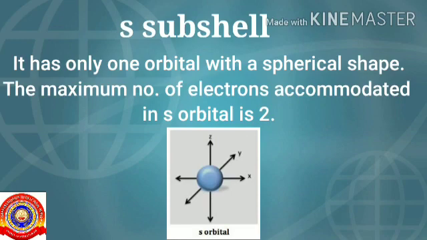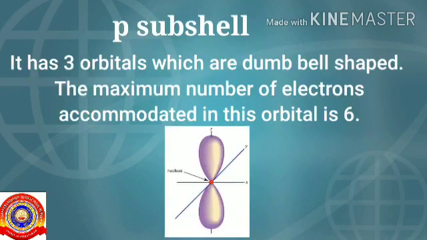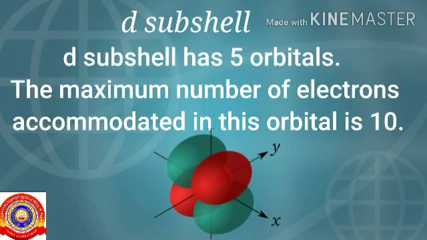Next one is p subshell. It has 3 orbitals which are dumbbell in shape. The maximum number of electrons accommodated in p subshell is 6. Third one is d subshell. It has 5 orbitals and the maximum number of electrons is 10.